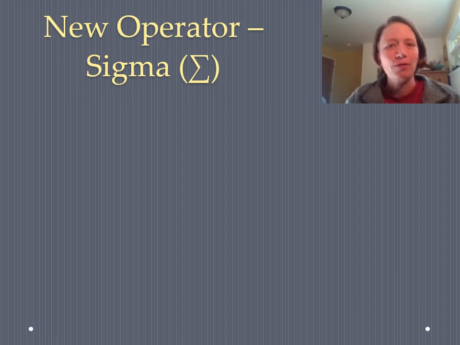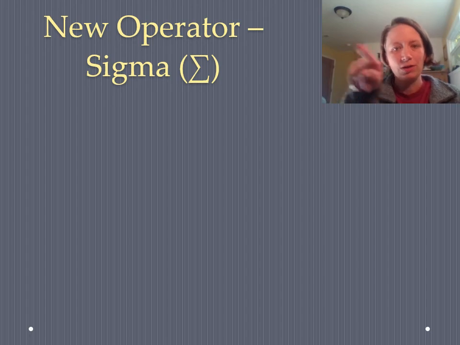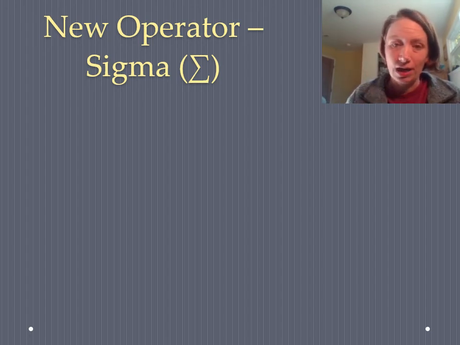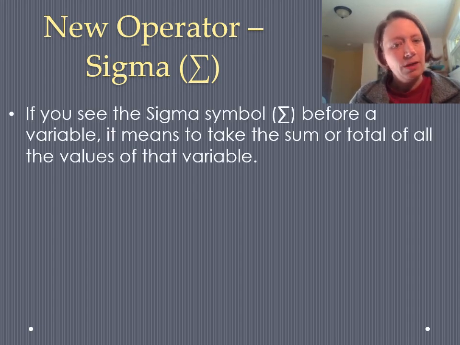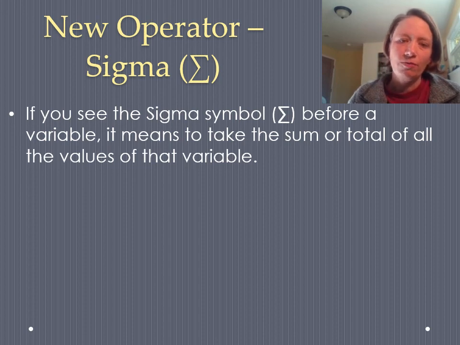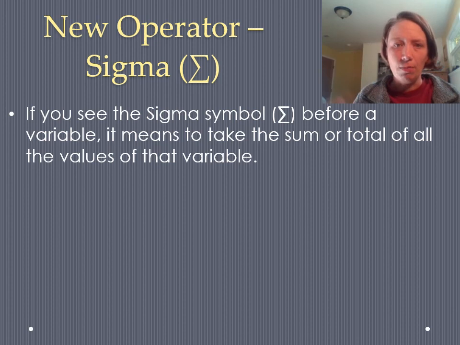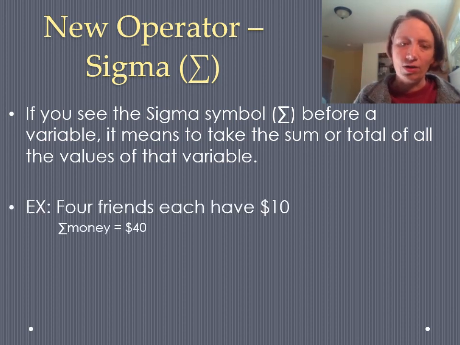The second new operator I want you guys to be familiar with is known as sigma. And sigma is written as it's shown on the board. It kind of looks like a funky E. It is the Greek letter S, actually. The Greek S is the way it's written, and you may have seen that before in different Greek organizations. But in any case, when you see the word sigma before a variable, in math and science, it means take the sum or add up all of the values of that variable.